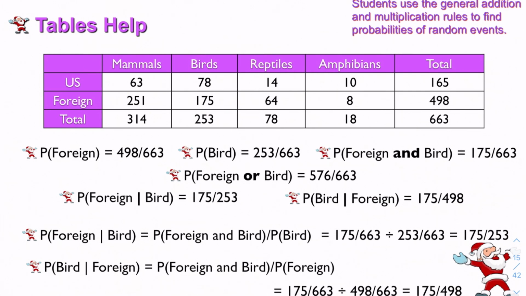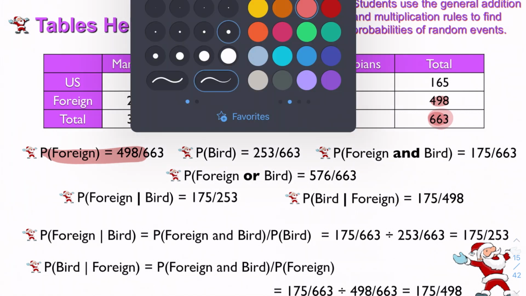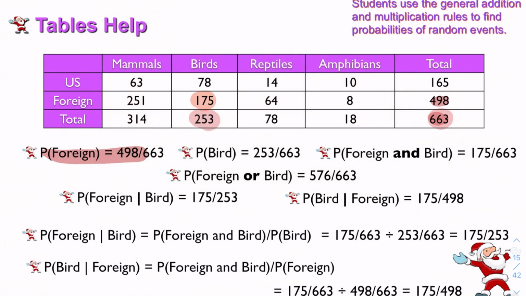Looking at birds given foreign, and what we can also do, and oftentimes is done when we're talking about probability, is jump right back in. Remember, we were looking at what's the probability of being foreign? Let's highlight some of these pieces. Foreign, we have 498 over 663. That's our first probability. Our second probability is what's the probability of being a bird? Well, we have 253 birds divided by 663. What's the probability of being a bird that is foreign? That would be 175 over 663.